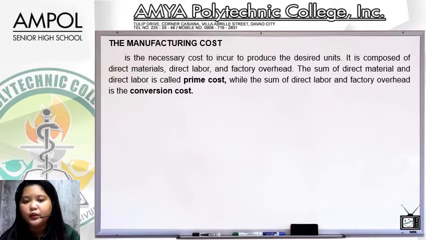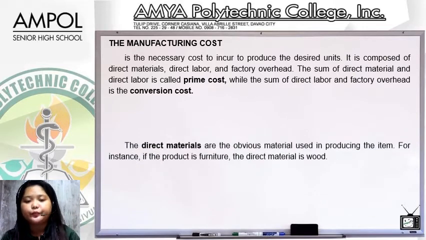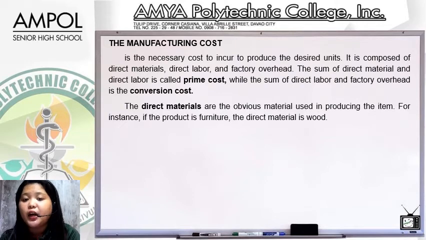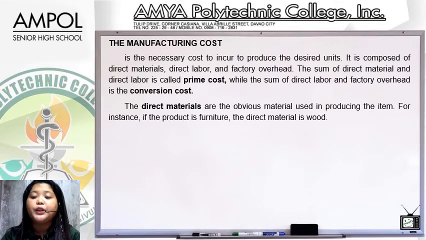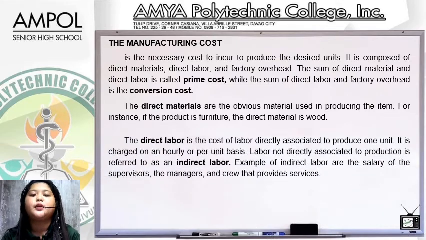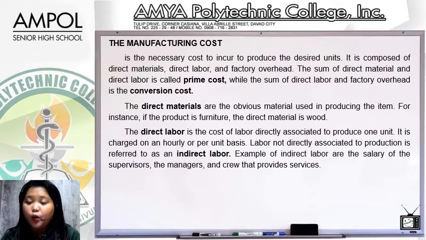So, always remember that one. The sum or total of direct material and direct labor is prime cost, and then direct labor and factory overhead is conversion cost. So, direct materials are the obvious materials used in producing the item. For instance, if the product is furniture, the direct material is wood. And then direct labor is the cost of labor directly associated with production.